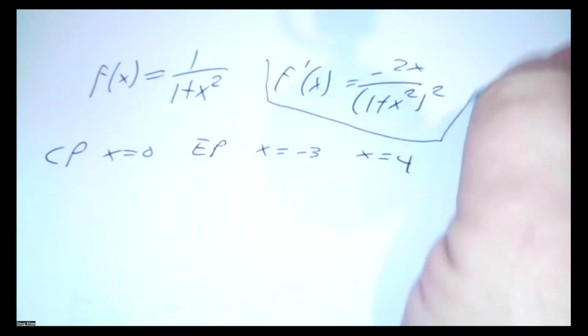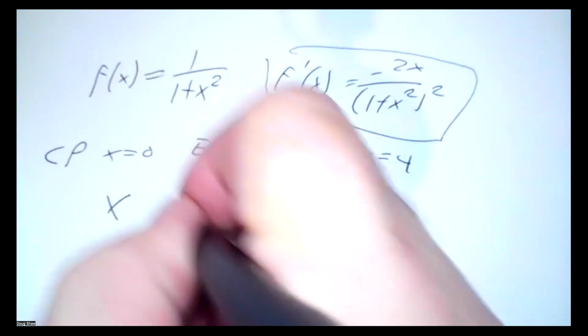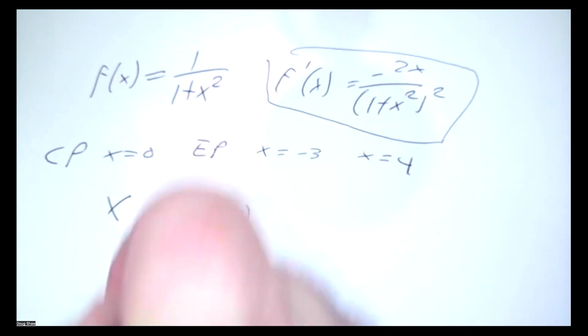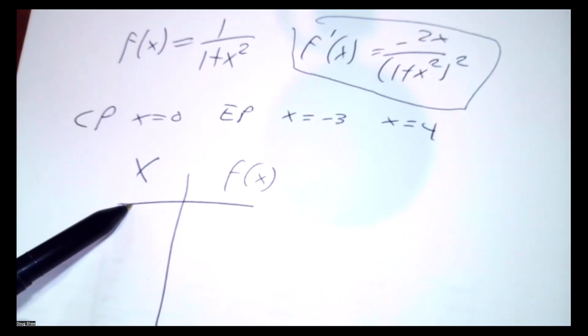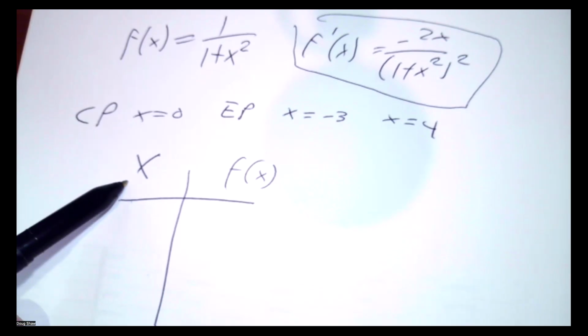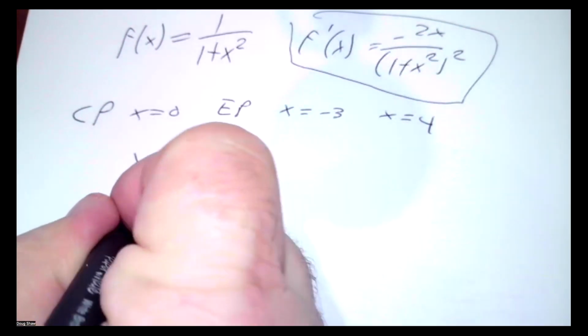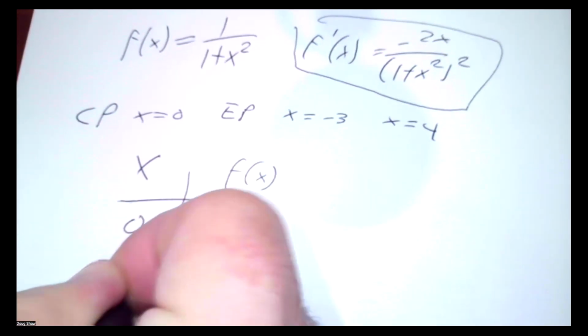Okay, here's my derivative. I'm going to make a table of values, plugging them into the original function. The global is crude. I don't care what's happening, increasing. I just want to know what's the biggest and what's the smallest. So x equals 0, -3, and 4 are my candidates.